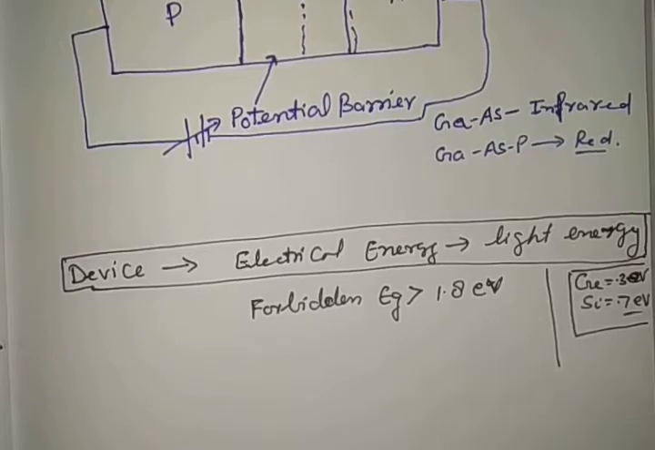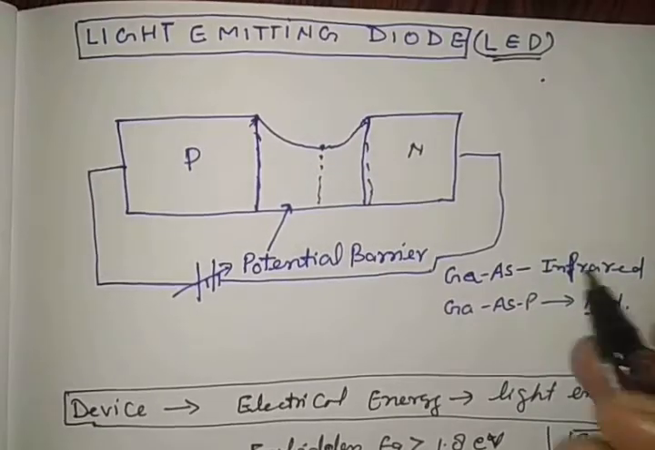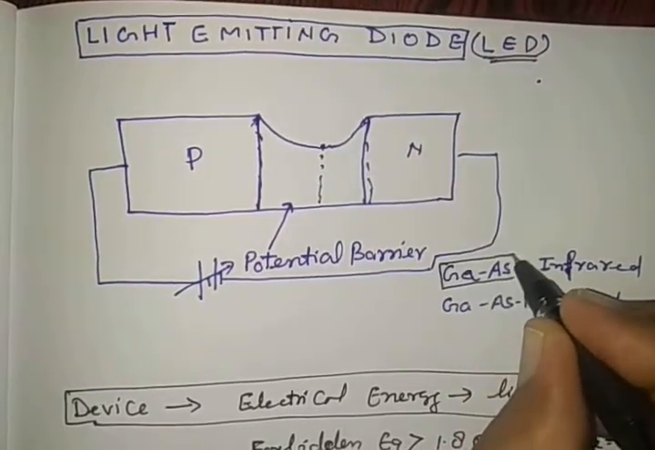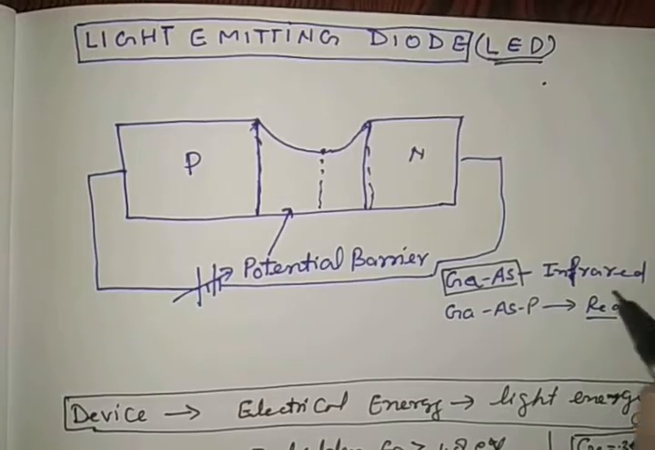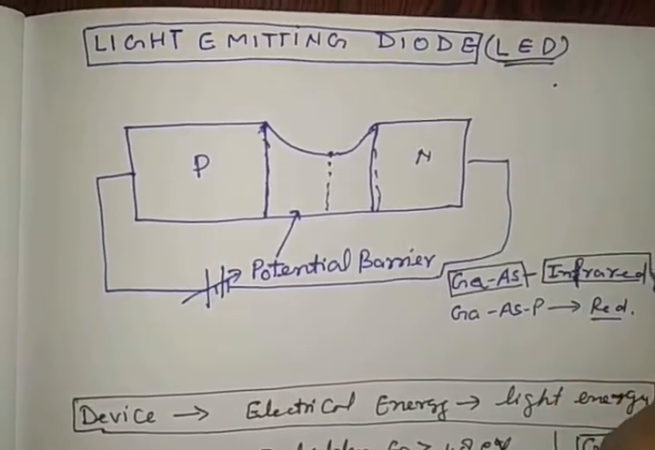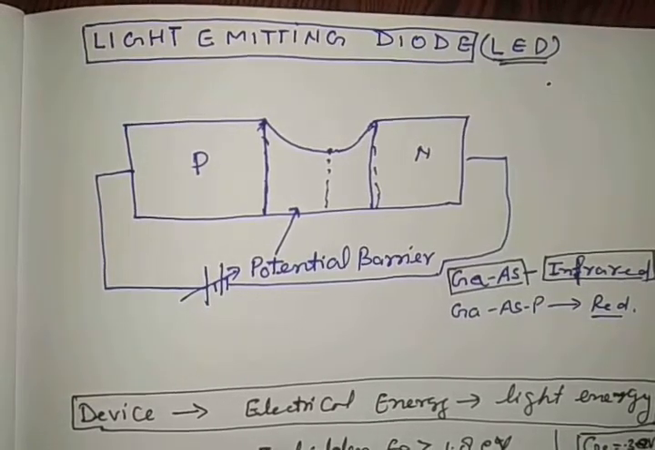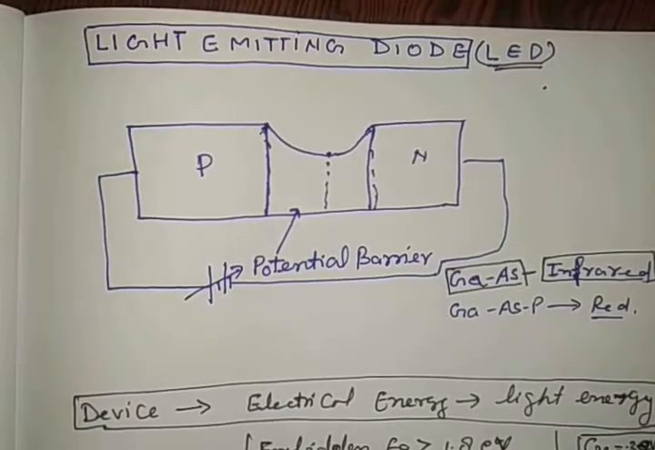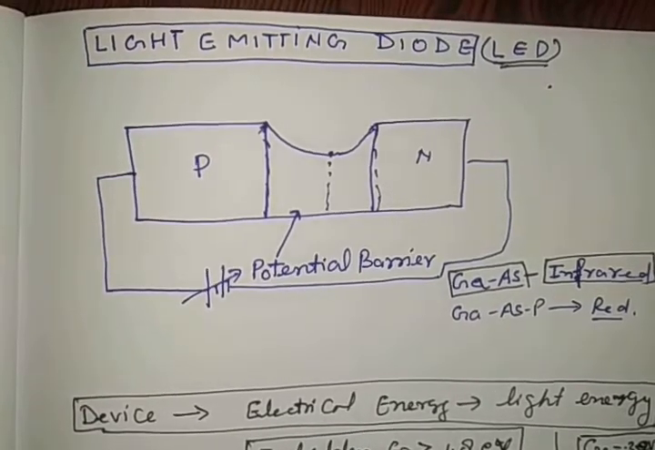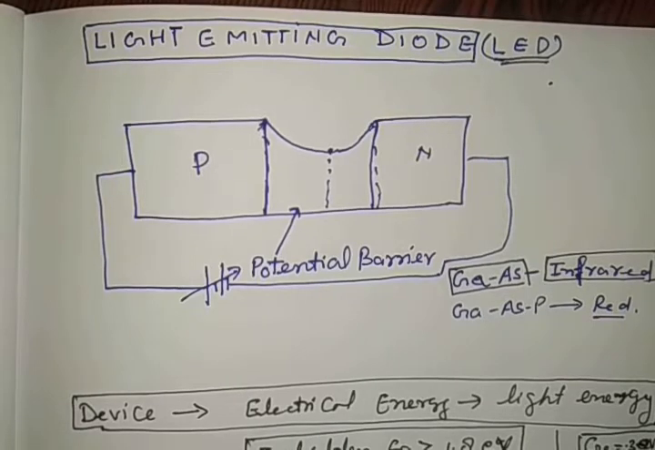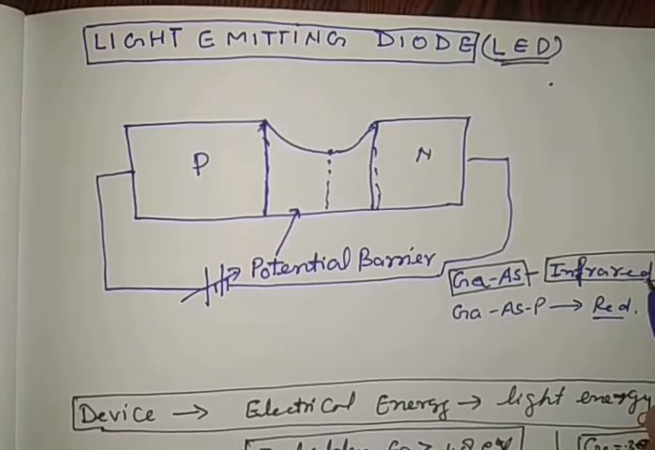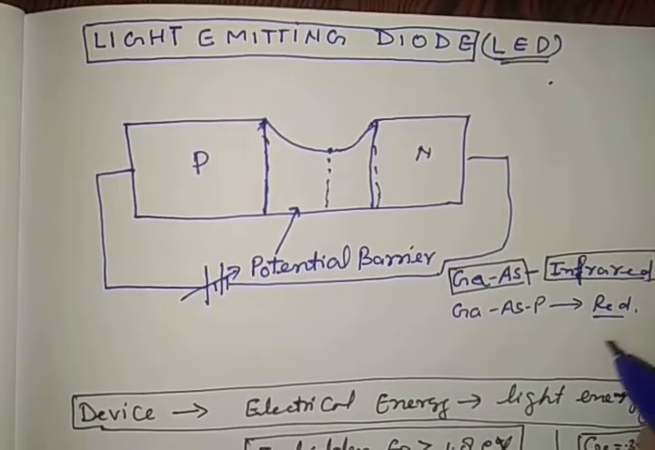So for making LED, gallium arsenide is used. Gallium arsenide PN junction diode is used for infrared, in which the potential barrier, this is forbidden energy gap, lies more than 1.8 electron volt, right? This is for infrared. Infrared are the heat radiations, these are invisible.